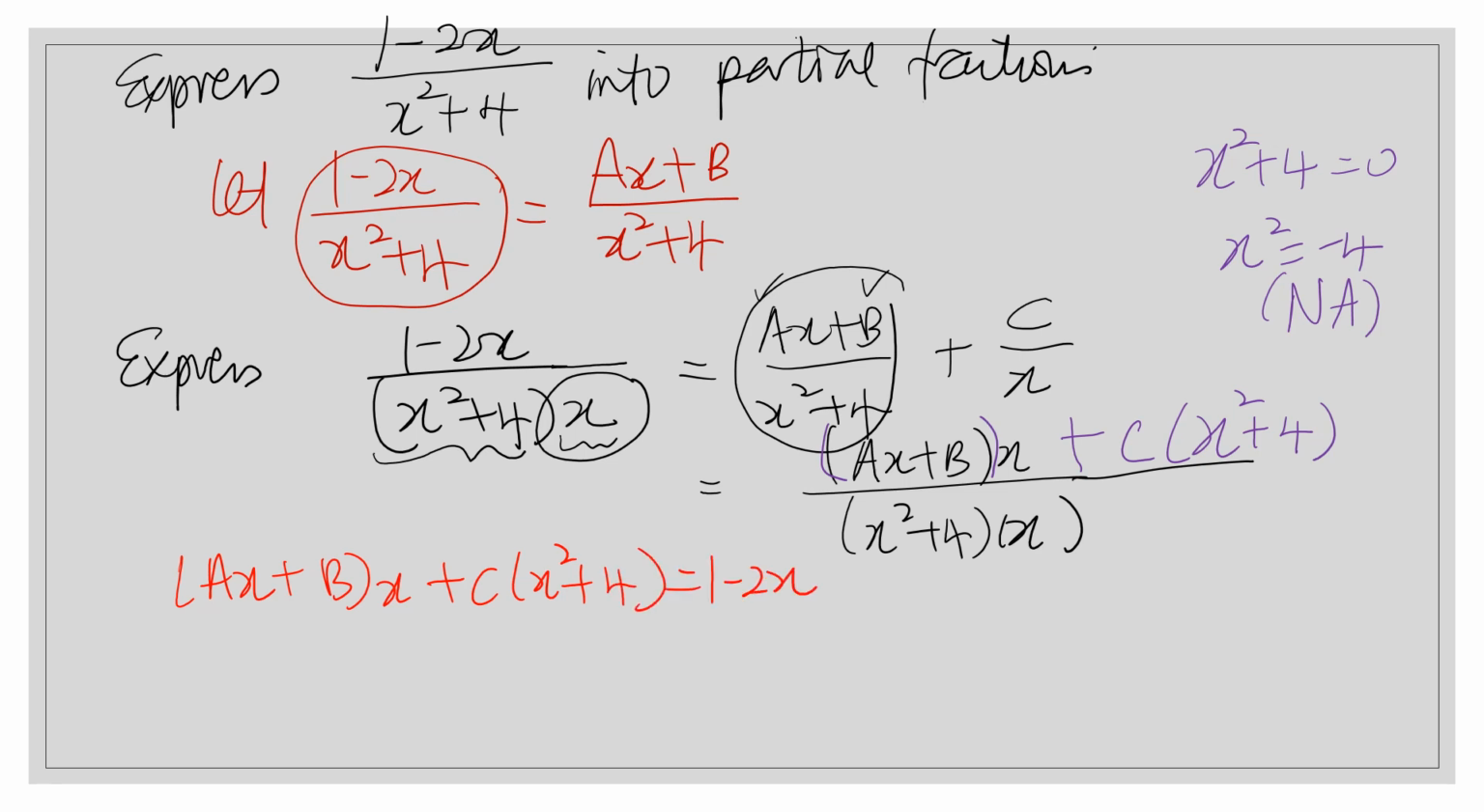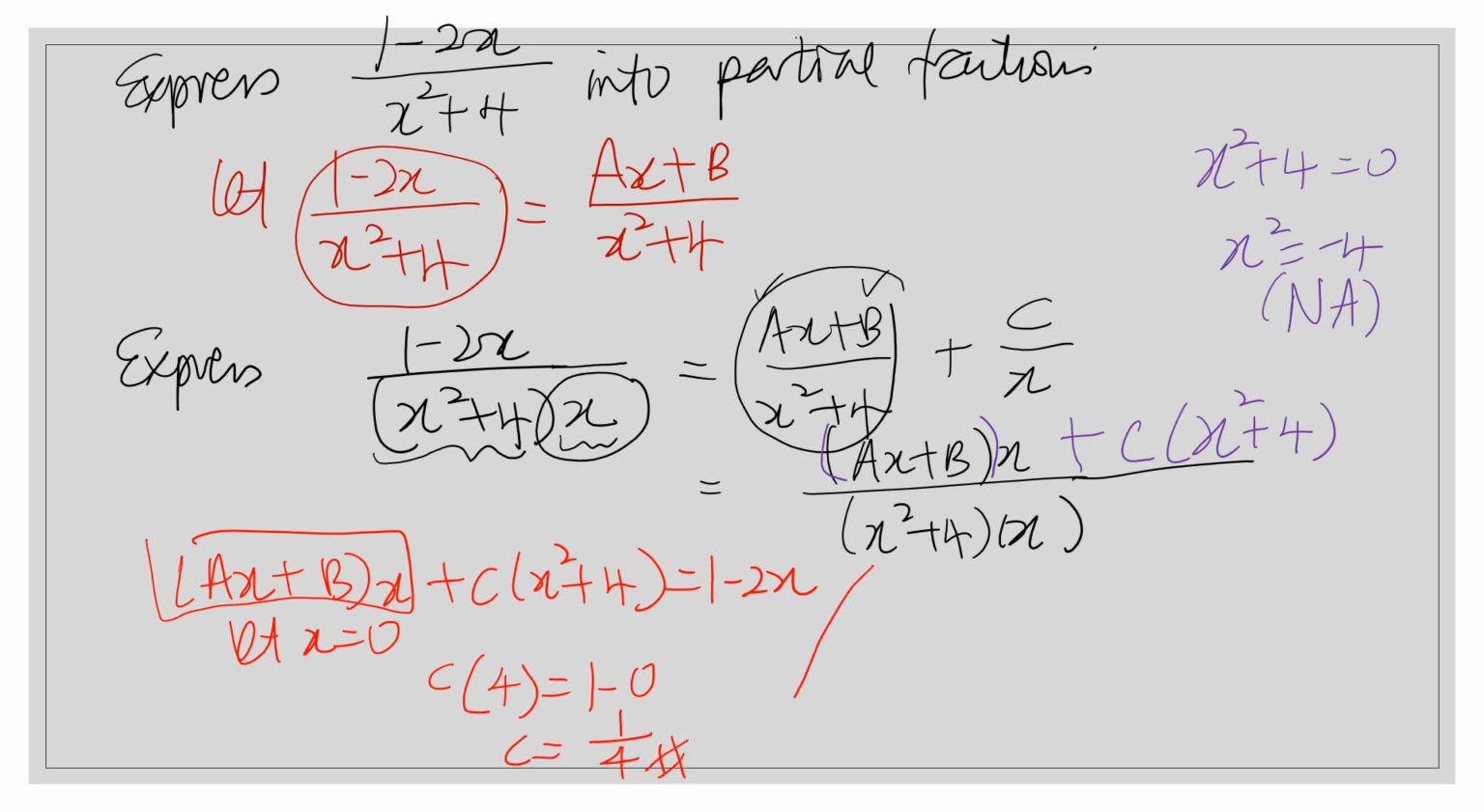Alright, so I think we could just let x equal to 0 so that we can happily eliminate our constants a and b. So we're going to let x equal to 0. So this first term will be gone, left only with c times (0 squared plus 4), which gives me 4c. 1 minus 2 times 0 is 1. So c is equal to 1/4.